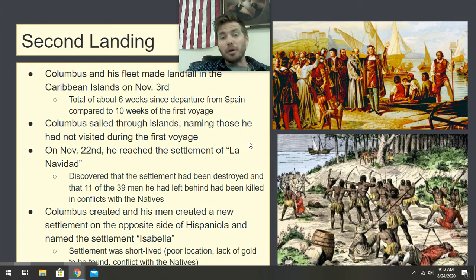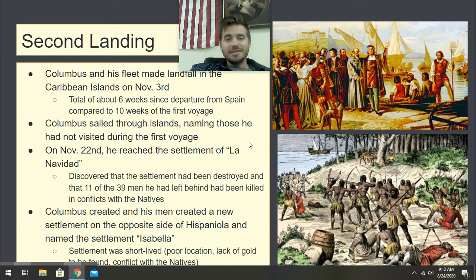Just a personal example for you. So when Columbus lands for the second time, he does sail through the islands of the Caribbean, and he names those islands that he had not visited during his first voyage. He names them appropriately during this one.